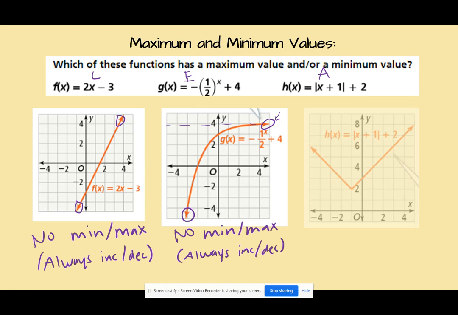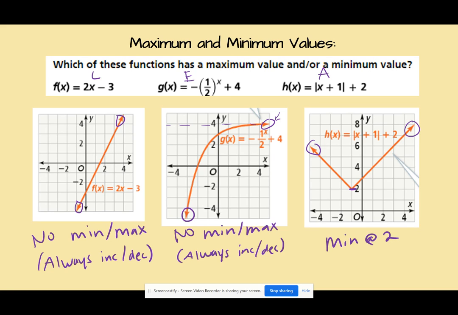Now our last one, the absolute value, we know it's going to go up forever. It's never going to go down forever though. There's a bottom point right here that it's never going to go below. So what y value does it not go below? It doesn't go below 2. Since it's on the bottom, this one has a minimum value at the value 2. And when we're talking about the value, we're talking about the y values.